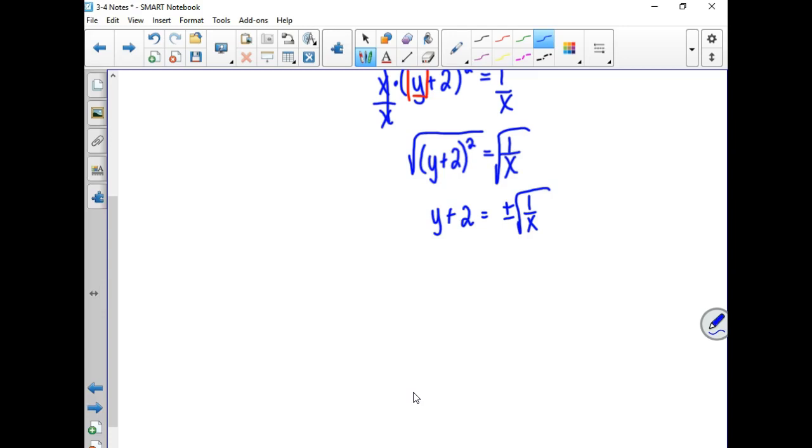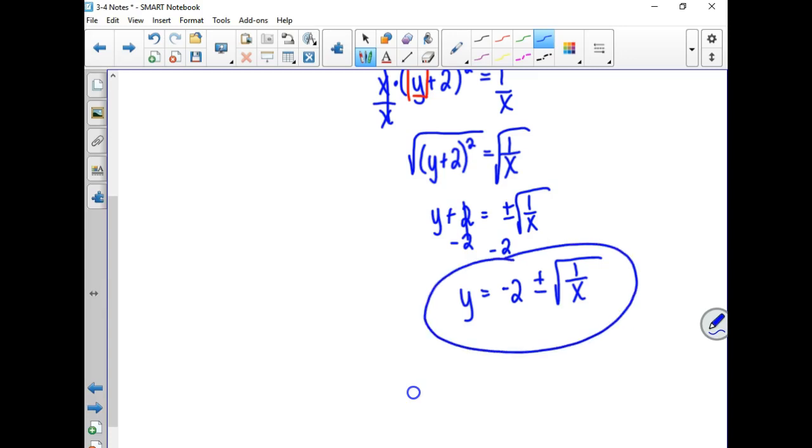And then the last thing that we need to do here, Jonathan, what have we got to do? Subtract that 2. Again, you can put that on the end, but I usually put it here: negative 2 plus or minus the square root of 1 over x. You have a plus or minus in this one as well, so don't use that function notation. This is not a function if it's got that plus or minus.